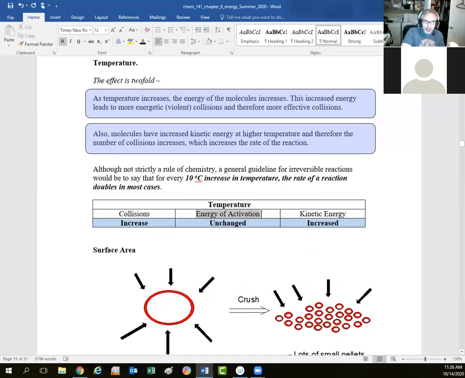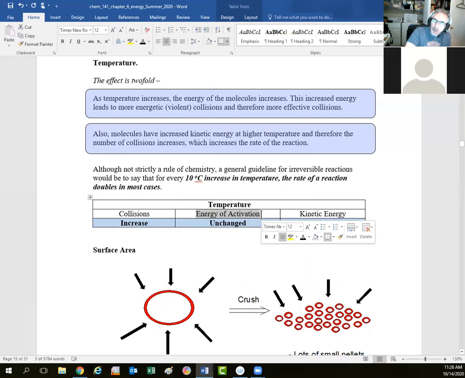But keep in mind that we're not saying that the energy of activation has changed. Okay, the energy of activation is unchanged. Just because molecules are moving faster doesn't mean that barrier to an effective collision is any less. Again, it's like that analogy of a standing jump to get over a barrier compared to a running jump. Just because you're running at the barrier, you've got more kinetic energy, doesn't mean that the height of the barrier has changed. So an increase in collisions, an increase in the kinetic energy, but no change in the energy barrier, the energy of activation itself.